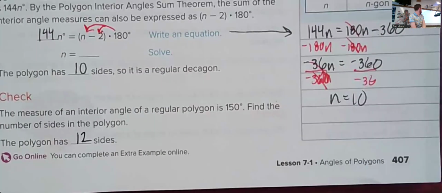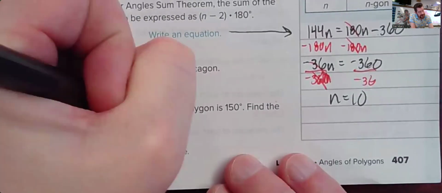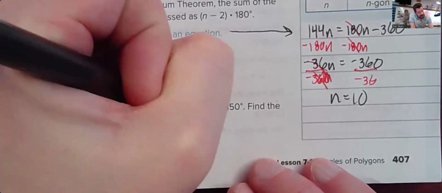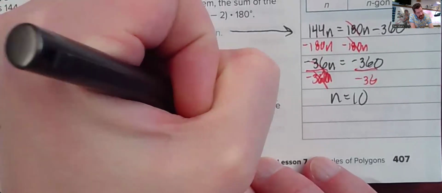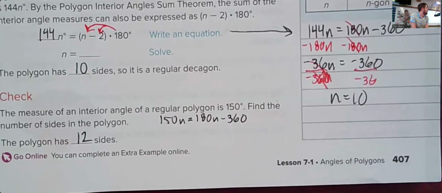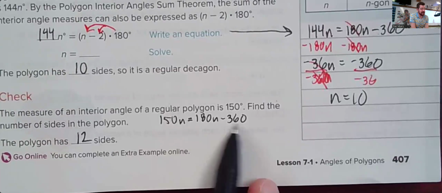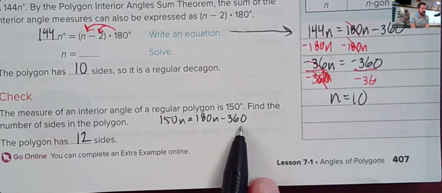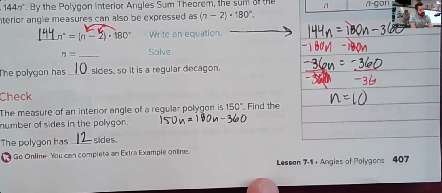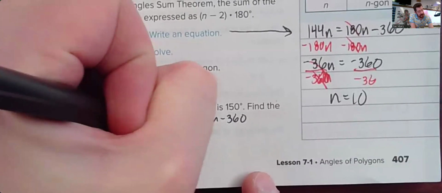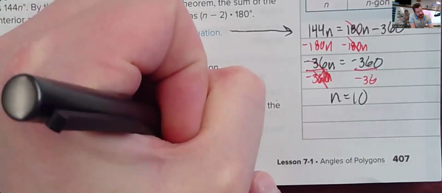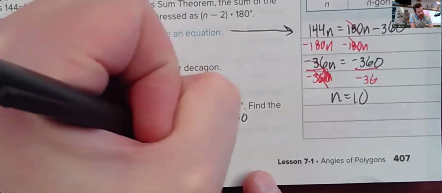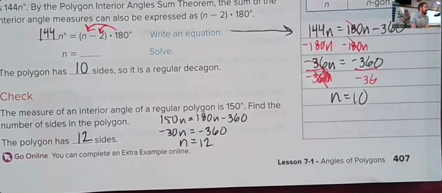Number of sides for that last one is 12, because if we write the equation, 150n equals 180n minus 360, because this will always turn into that, so we may as well just start with that. It gets rid of a step, and I'm all about making things quicker. Subtract 180n from both sides, that's negative 30n equals negative 360. If you divide by negative 30, n equals 12. So we've got 12 sides.